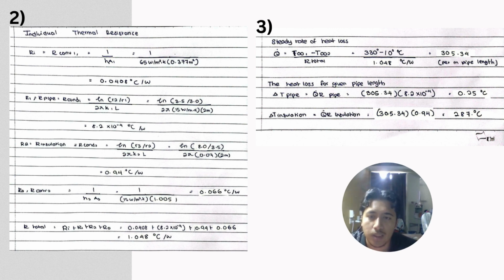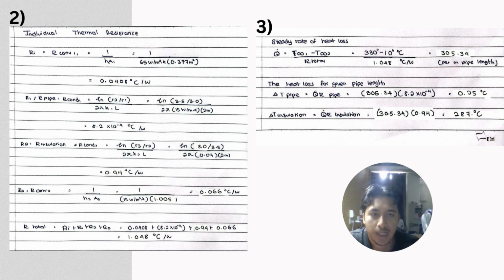For our convection 2, we have adjusted area 3. So the new answer is 0.066, because we use 1 over 15 multiplied by 1.005. Next we calculate R total, that is Ri plus R1 plus R2 plus Ro. So the answer is 1.048 degrees Celsius over watt. So we can see the steady rate of heat loss is 305.34 per meter pipeline.